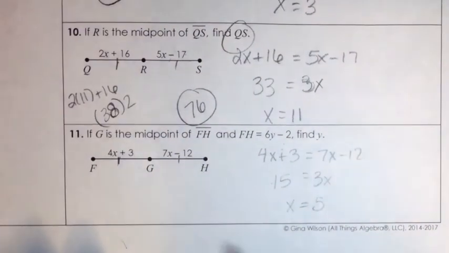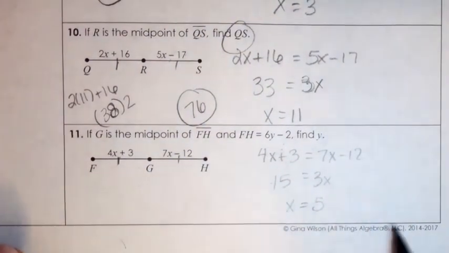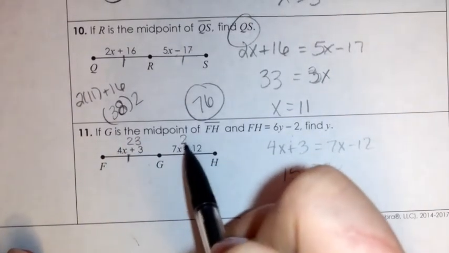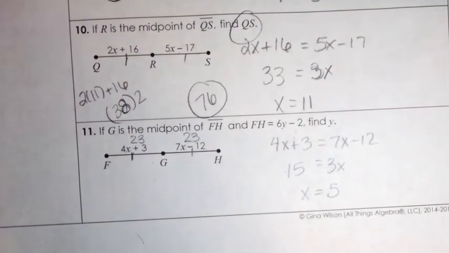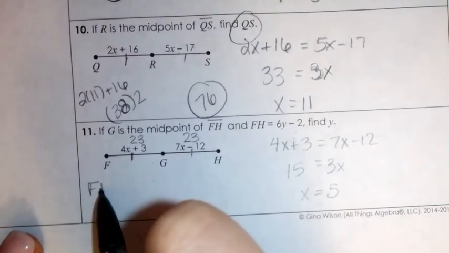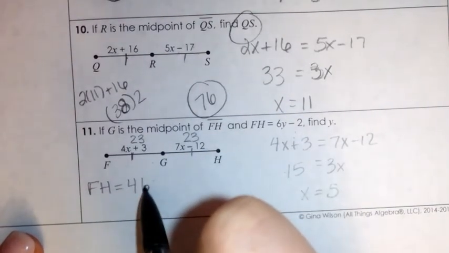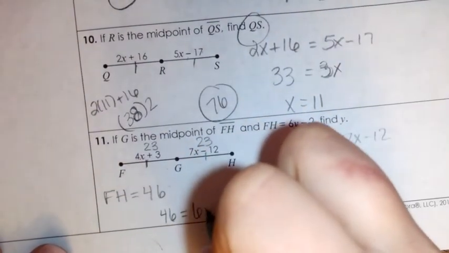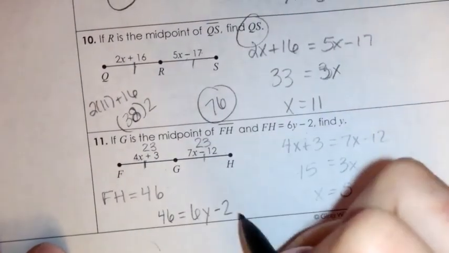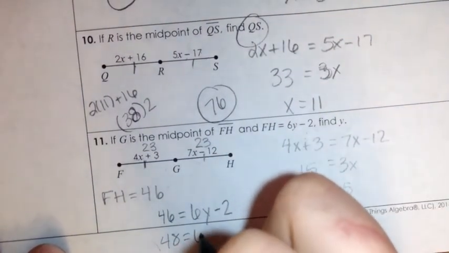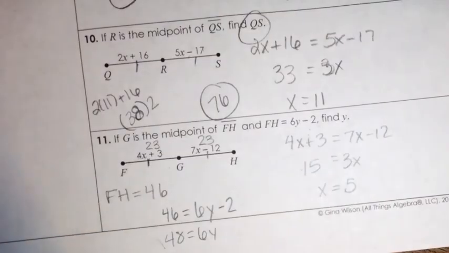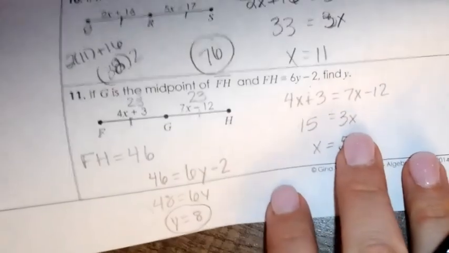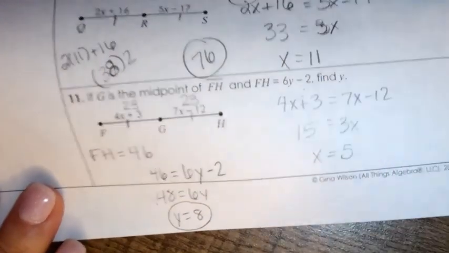Okay, now once we know that, we need to figure out what the whole distance here is. So if we plug it in, 4 times 5 is 20, plus 3 is 23. So that means both of these segments are 23. So therefore, FH has to equal 46. Okay, so 46 is equal to 6y minus 2. Add 2. 48 is equal to 6y, and therefore y is equal to 8. Okay, so I hope this video helped.